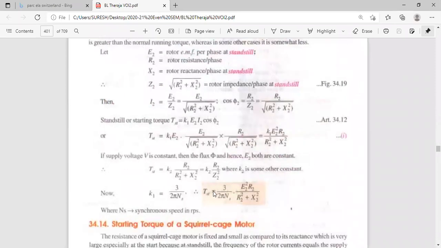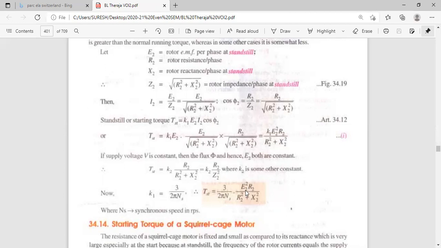Okay, write down this. Torque tau is equal to 3 by 2 pi Ns, E2 square R2 by R2 square plus X2 square.